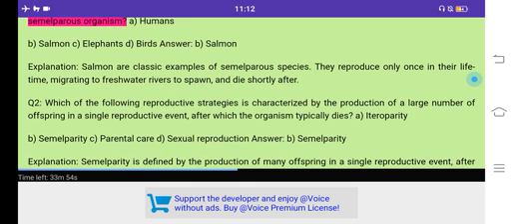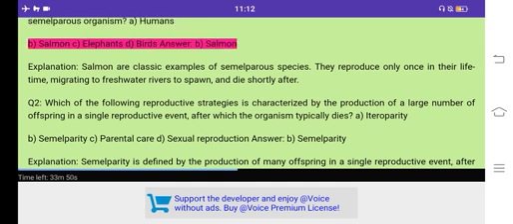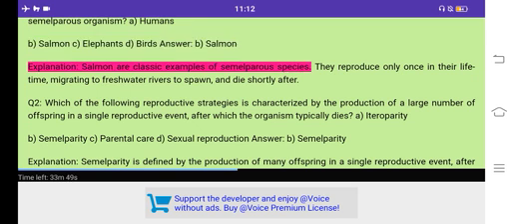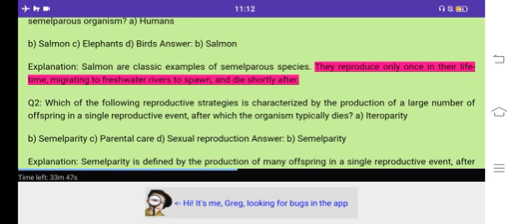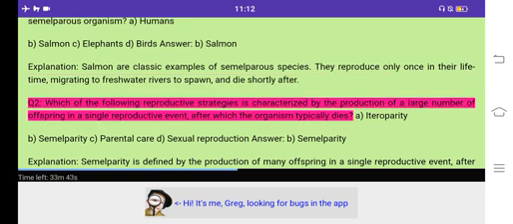6. Previous year questions and answers on semelparity. Q1. Which of the following is an example of a semelparous organism? A. Humans. B. Salmon. C. Elephants. D. Birds. Answer: B. Salmon. Explanation: Salmon are classic examples of semelparous species. They reproduce only once in their lifetime, migrating to freshwater rivers to spawn, and die shortly after.